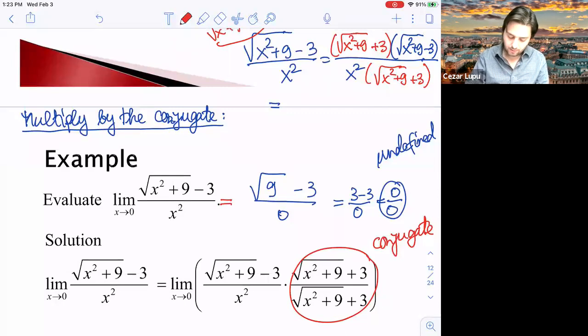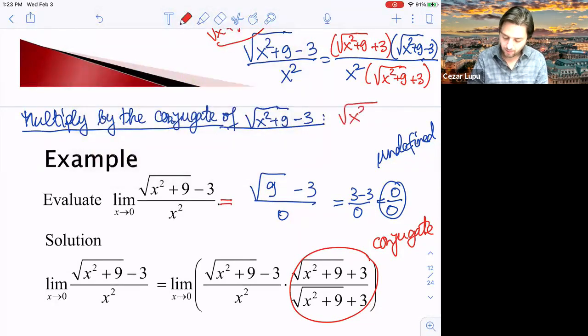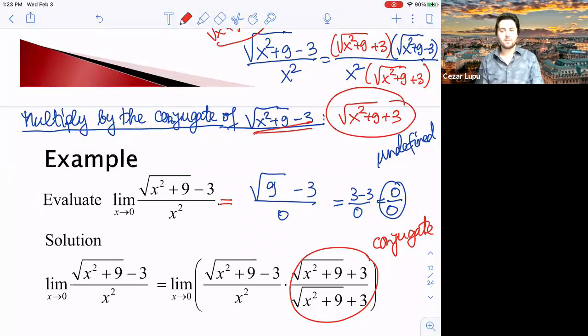the conjugate of the square root of x squared plus 9 minus 3, which is the square root of x squared plus 9 plus 3. That's the conjugate of this guy. Keep that in mind, right?